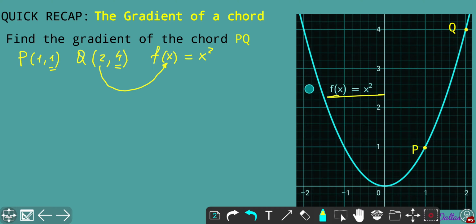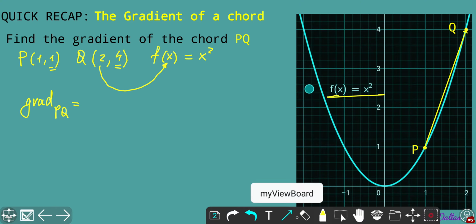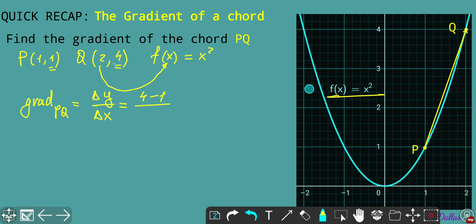Okay, so let's work out the gradient. The gradient of the chord PQ is going to be equal to, let's put this line segment from point P to the point Q, right there. First of all, I'll show you the algebraic way: change in y coordinates of the points over change in corresponding x coordinates. In our case, it's 4 minus 1, that's the change in y, and delta x is simply 2 minus 1. So finally you get 3 over 1, which is 3.